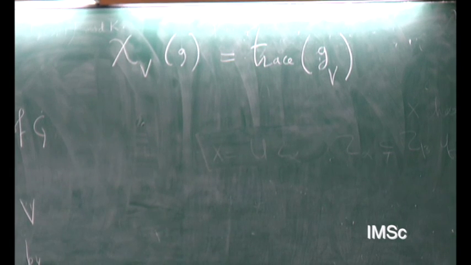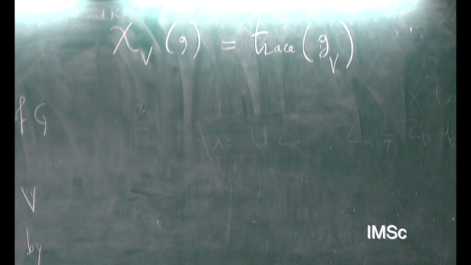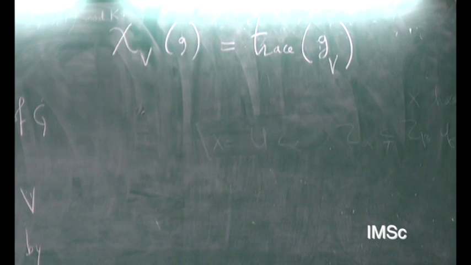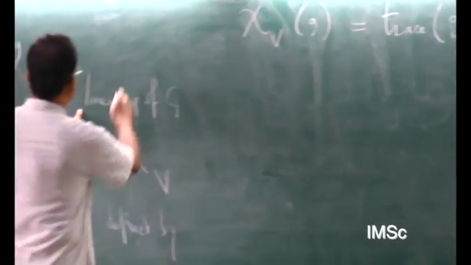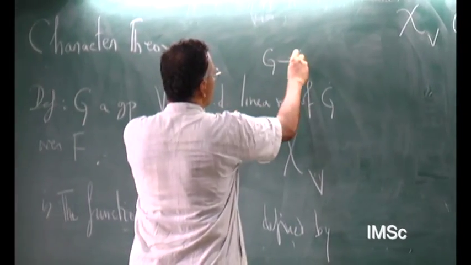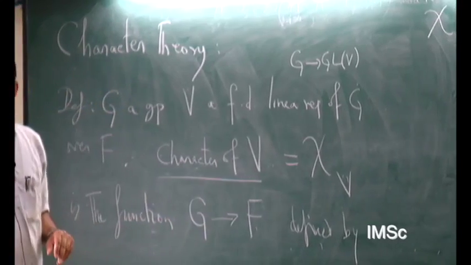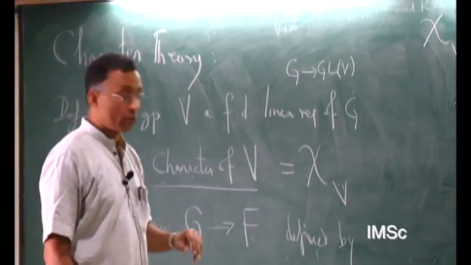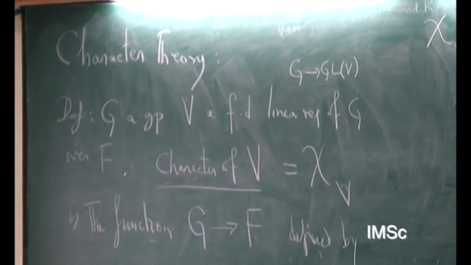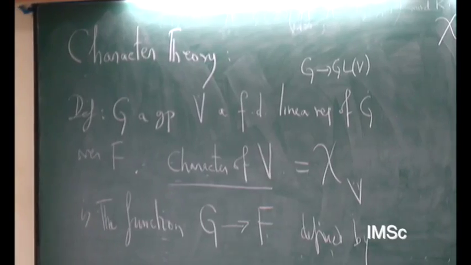Where G sub V denotes the matrix or the linear transformation on V corresponding to the element G, because linear representation means what? You have a map from G to GL(V), a group homomorphism. Okay. So this is the definition. Is the definition of the character clear?